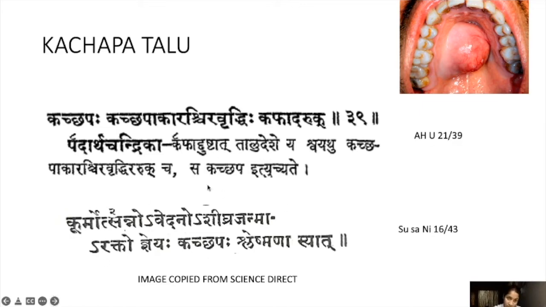The same is mentioned in Susruta Samhita also. Kurma Utsannaha, it is raised like a kurma, like a tortoise. Avedano, there won't be any pain. Ashikra Janmam, it is not fast, it is a very slow growing growth. Arekto, there won't be any redness. Nyeyaha Kachapaha, that disease is known as Kachapa, and it is because of the vishesha of Sleshma. So that is Kachapa Talu.